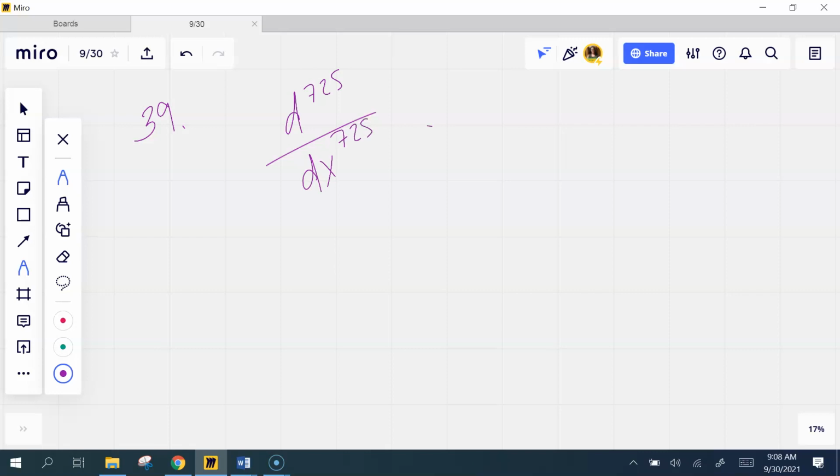Can you give homework tasks for people that are in the class? Find the 725th derivative of sine x. Find the 725th derivative. Hey, it'll end up going to 0. It keeps flipping around, but how often does it flip around?